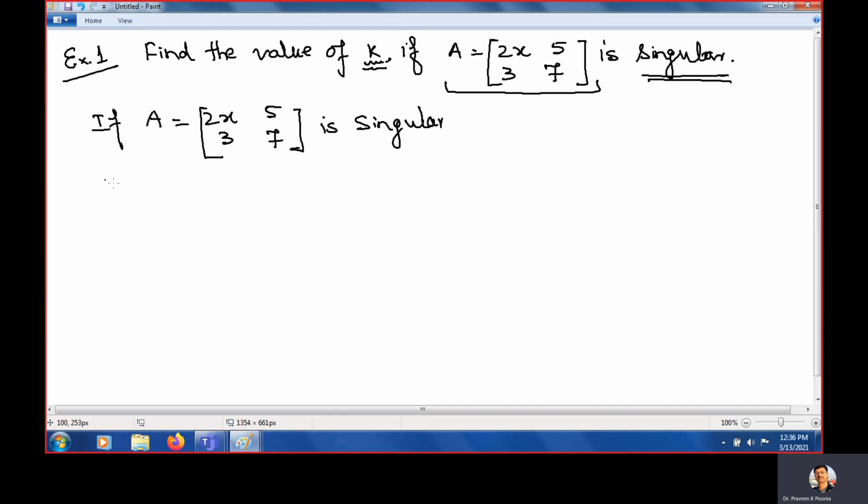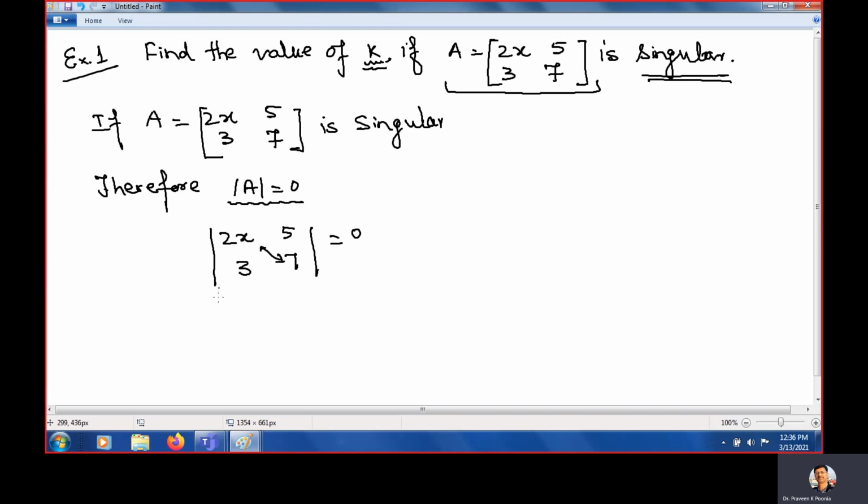If this matrix is singular, what does this mean? This means, therefore, determinant of A is equal to 0. Please remember this. If a matrix is singular, immediately you should write determinant of A is equal to 0. Because if determinant A is 0, so the determinant of the matrix 2x, 5, 3, 7 is equal to 0.